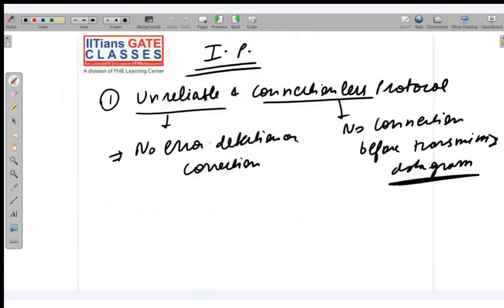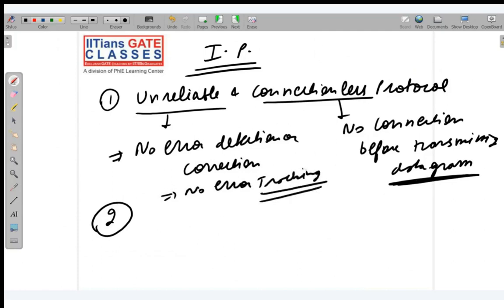Since it is an unreliable and connectionless protocol, there is no error detection, no correction, and no error tracking also. Tracking means from which route the packet has come; it cannot remember all these things. When error detection and correction are not there, how will you track the error or from where the packet has come? You cannot detect that. So there is no error detection, correction or tracking, and no connection establishment.